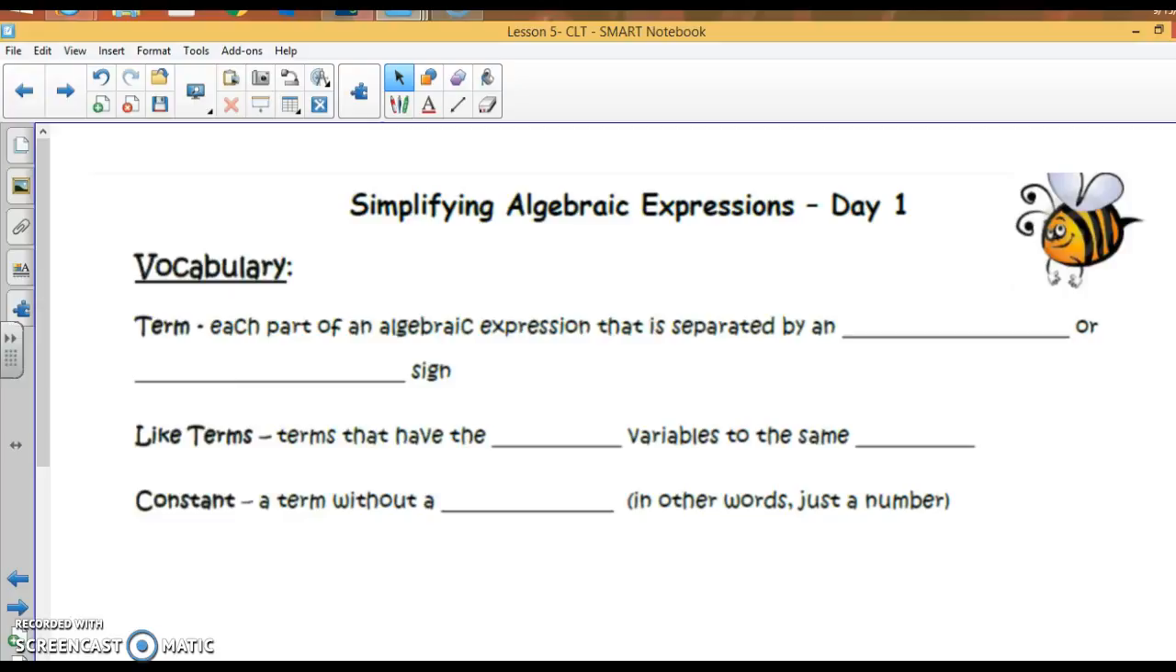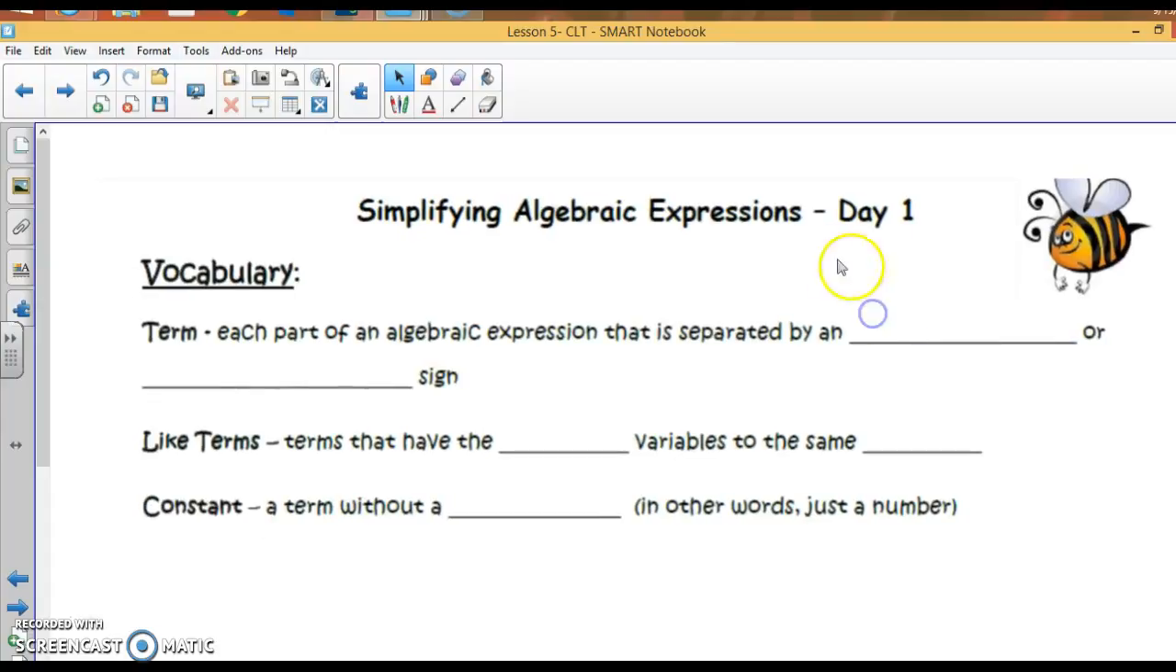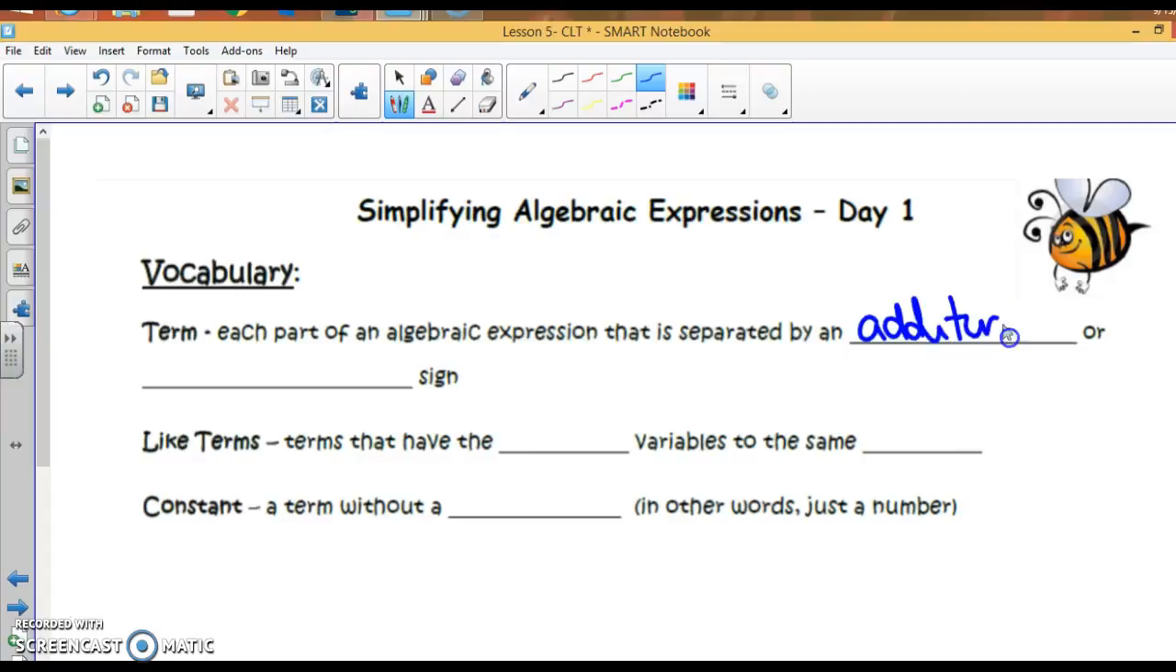All right, we are on page 9 in your note packet. We're going to talk about some vocabulary. A term is each part of an algebraic expression that is separated by an addition or subtraction sign. So for example, 7x plus 10 minus 5y plus 7. This has 1, 2, 3, 4 terms.